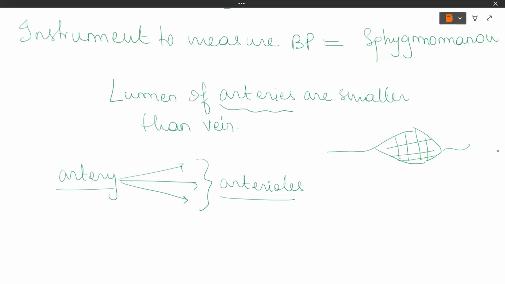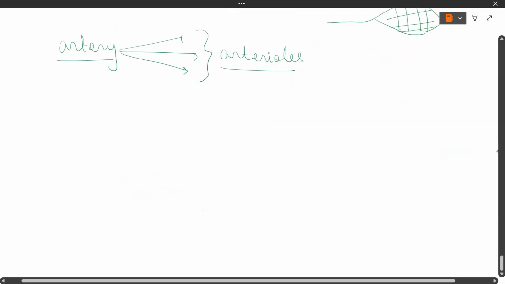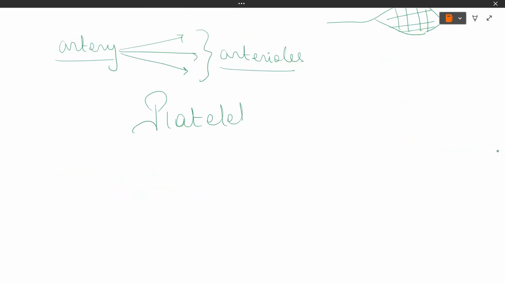Now, we know what blood vessels are, the types of blood vessels, and what each of these blood vessels carries. We also know the exception. Do you people have any doubts in this topic up till now? No, ma'am. Okay, very good. Now, let us talk about platelets. Do you know what platelets are? Yes, ma'am. It helps in blood clotting. Yes, it helps in blood clotting. Where is it present?